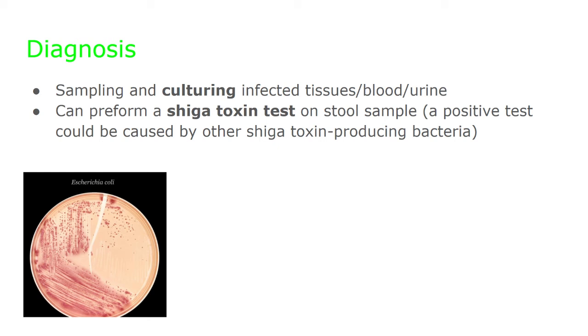However, there are some other strains of bacteria that aren't E. coli that do produce Shiga toxins. So it might not be specific to E. coli that you're going to get a positive test result. It might be a different type of bacteria, but regardless, it's going to tell you if there's a Shiga toxin being produced in your gut.